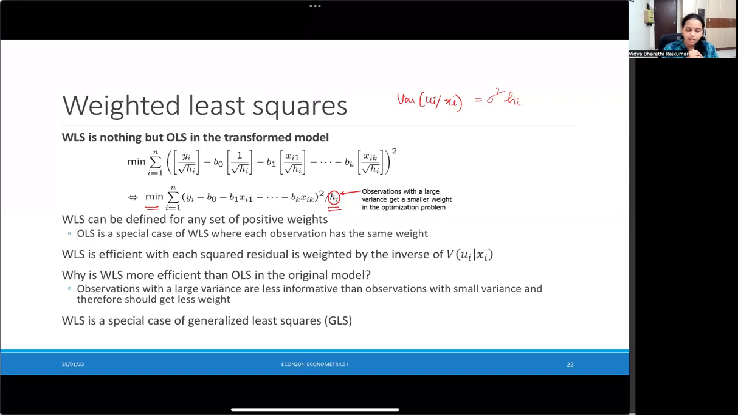Weighted least squares is a special case of something called generalized least squares. And in fact, OLS models, as we know them, are just a very specific class of weighted least squares, where the weight attached to every observation is just a constant. The weight doesn't vary based on the variance of the error term in the OLS model. So this is what WLS is all about.